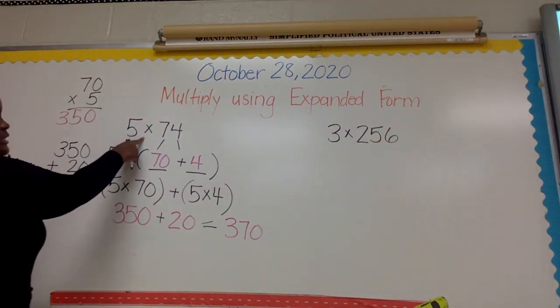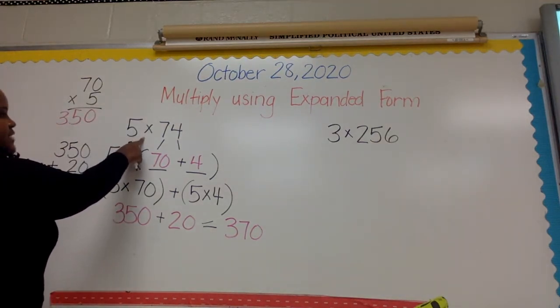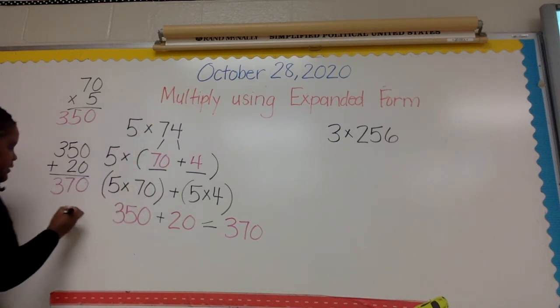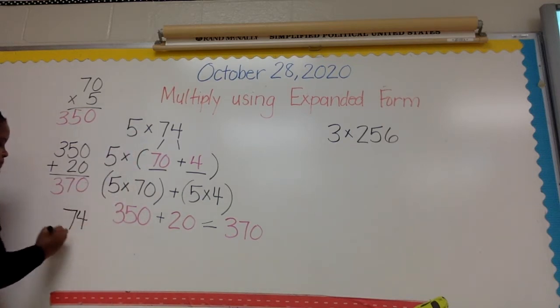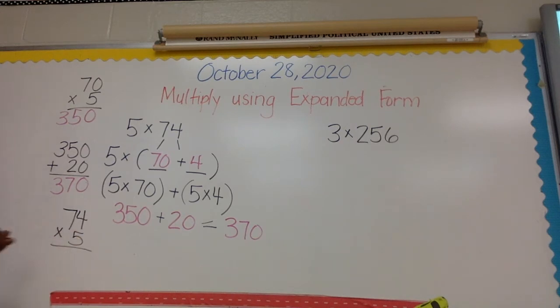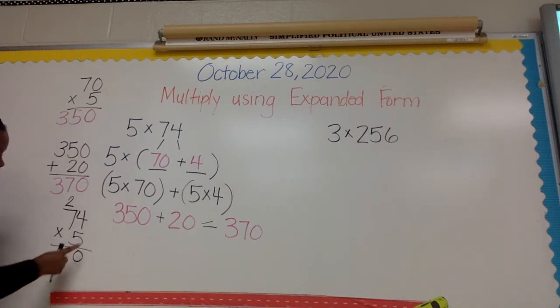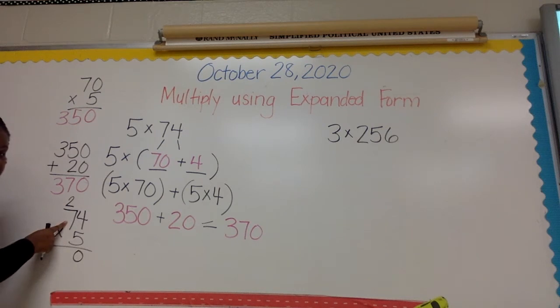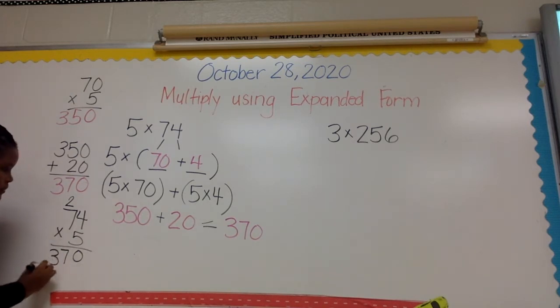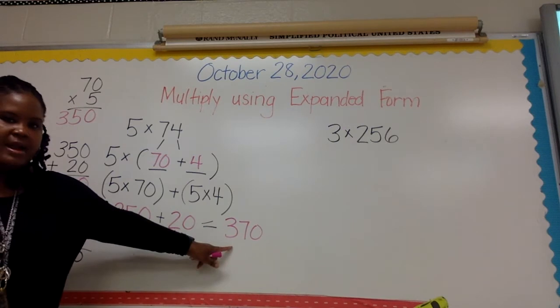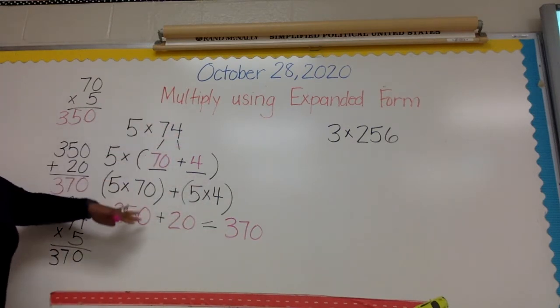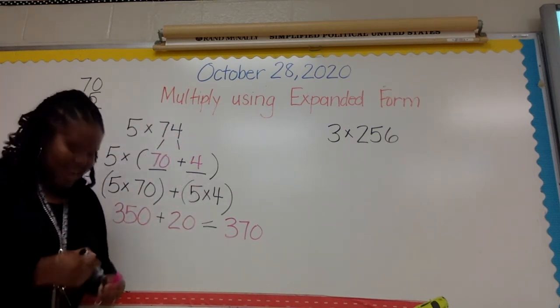So the problem originally was 5 times 74. So I will do it right here. 74 times 5. Okay? See that? So 5 times 4 is 20. Here my 2, bring down my 0. 5 times 7 is 35, but I've got to add this 2. So 35, 36, 37. And I got the exact same thing as I got right here. But this is multiplying using expanded form, okay? All right, good job, guys.